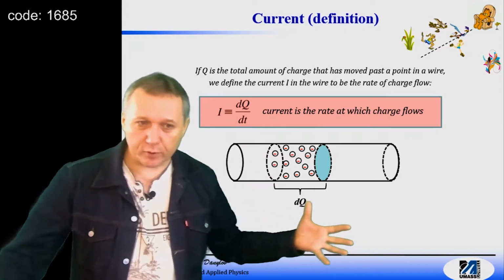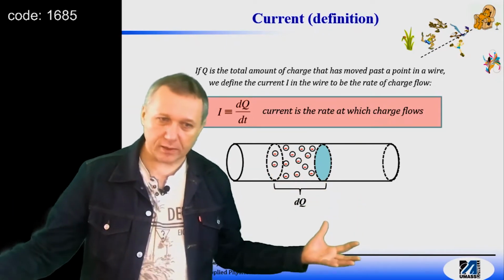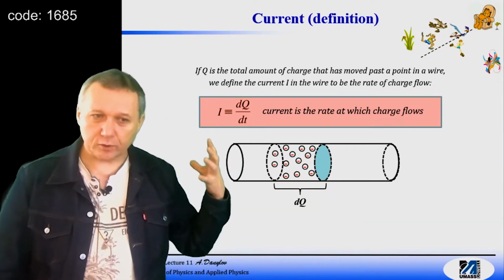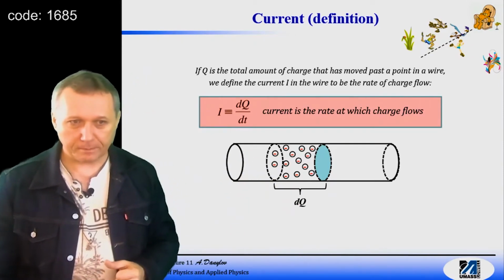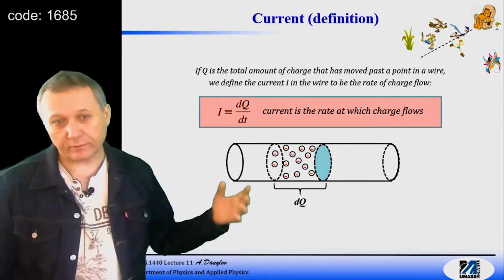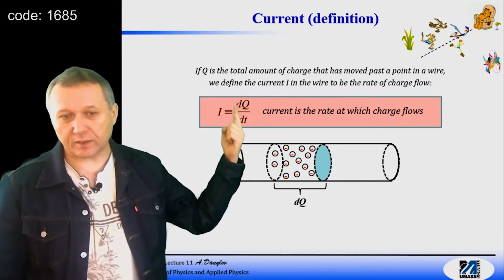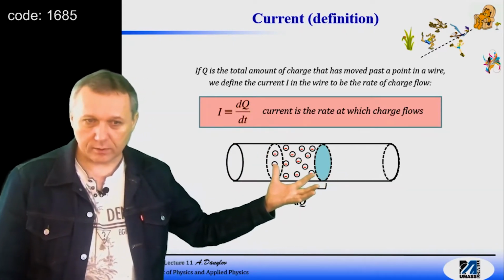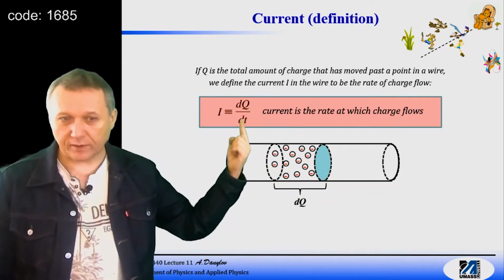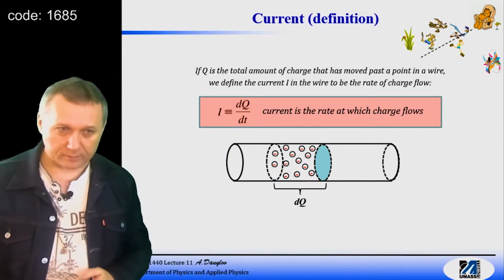But of course, if you observe over some finite period of time, let's say 10 seconds or 1 minute, you can introduce what is called an average current over that period of time. If you talk about average current, instead of dq, which is infinitesimally small, we can sometimes use just q, so in that case, q divided by delta t. Delta t is a finite period of time of your observation.